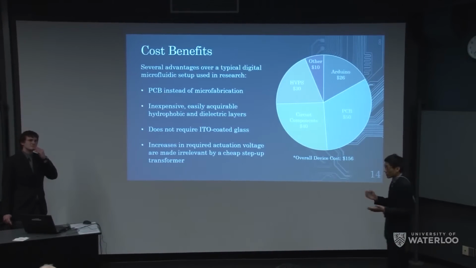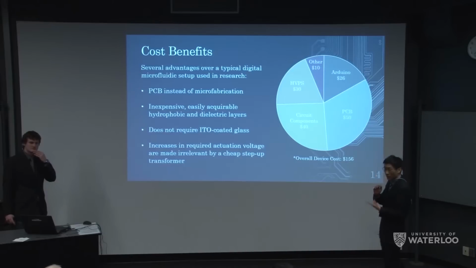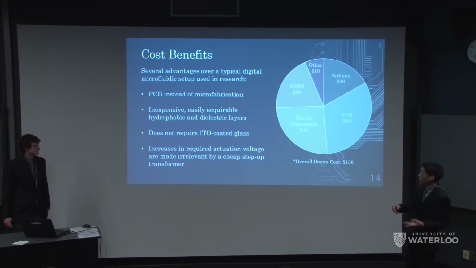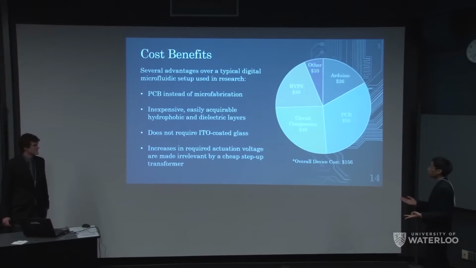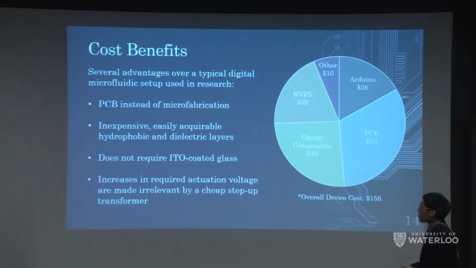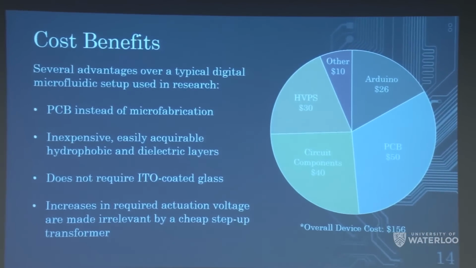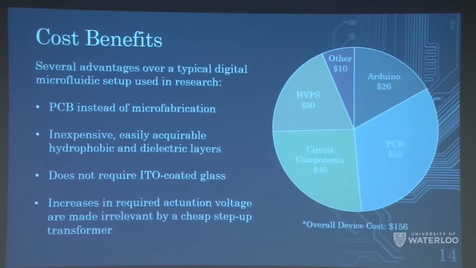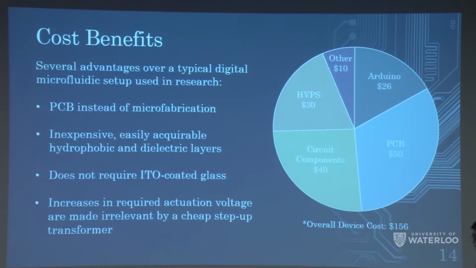And first of all, we were able to cut down the costs in the manufacturing by resorting to PCBs as opposed to microfabrication. We also built our own high voltage power supply with a step-up transformer, which is shown by $30 in the gap over there. And also, we were able to get a fully functional device without using those high capital materials like ITO-coated glass, which was really convenient for us.